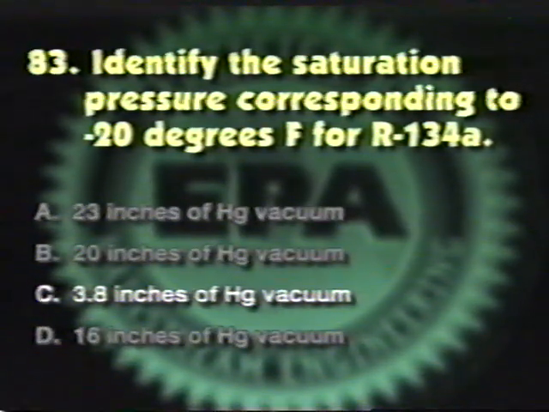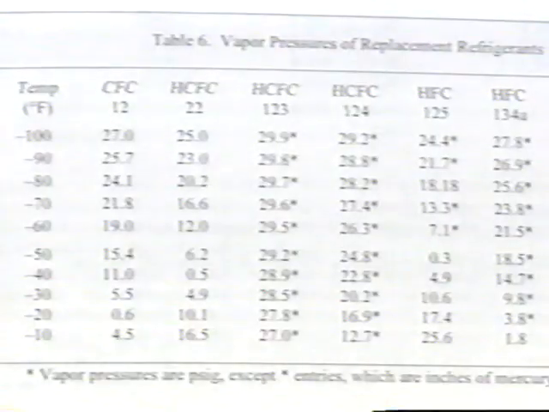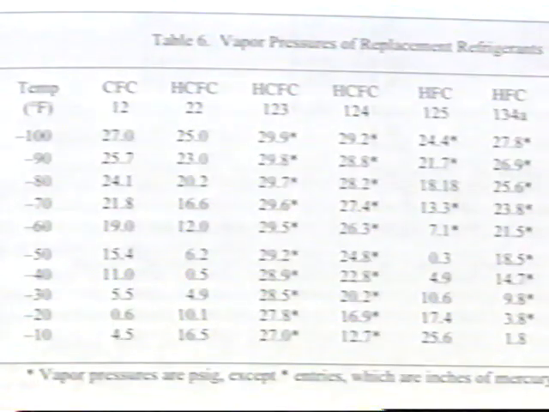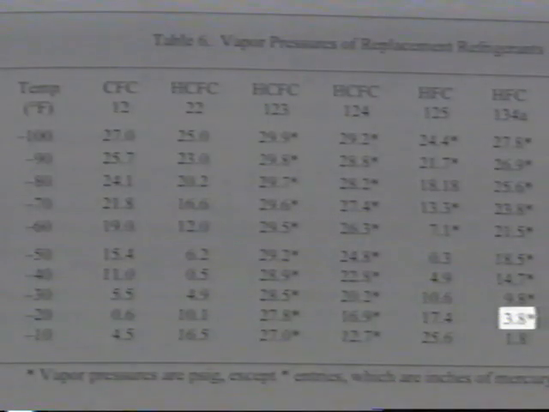The correct answer is C. Using a temperature pressure chart for R134A, we can see that the pressure corresponding to a saturation temperature of minus 20 degrees Fahrenheit is 3.8 inches of vacuum.